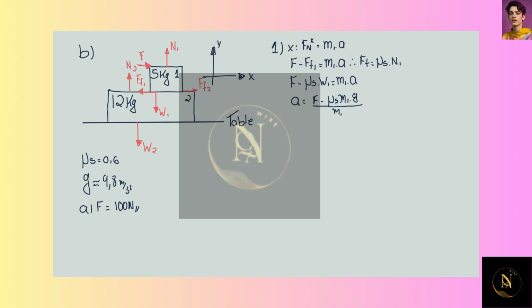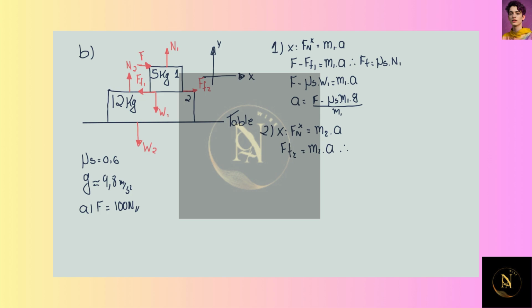Now, doing the same for the other block, we get that the net force acting on it on the x direction is equal to the mass of that block, number 2, times its acceleration, which is also a. Then, notice that the net force that acts on block number 2 is only the frictional force number 2. So, we have the frictional force number 2 being equal to the mass number 2 times the acceleration.